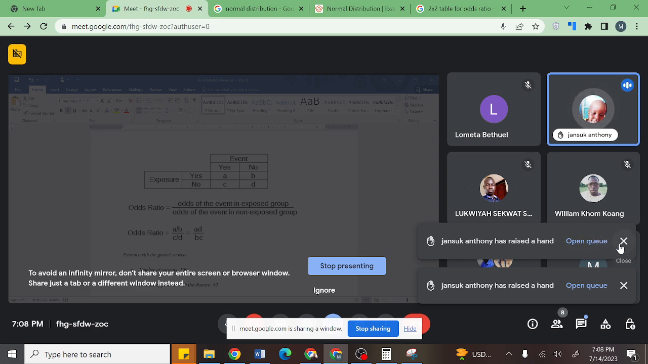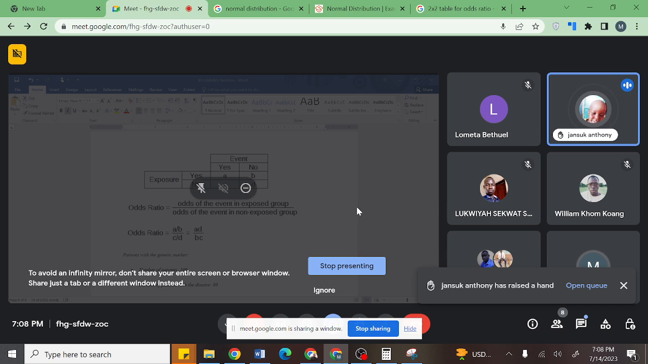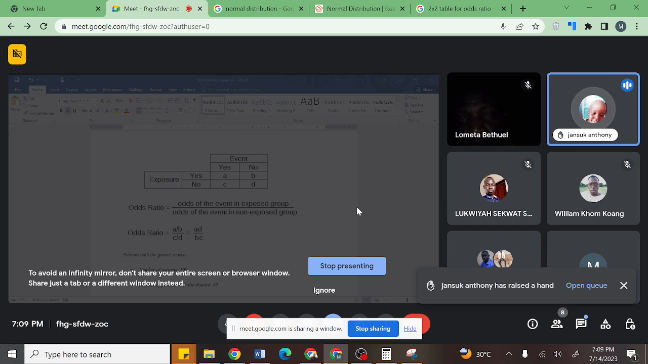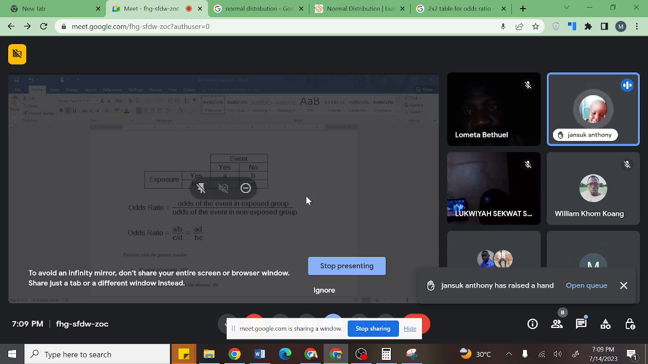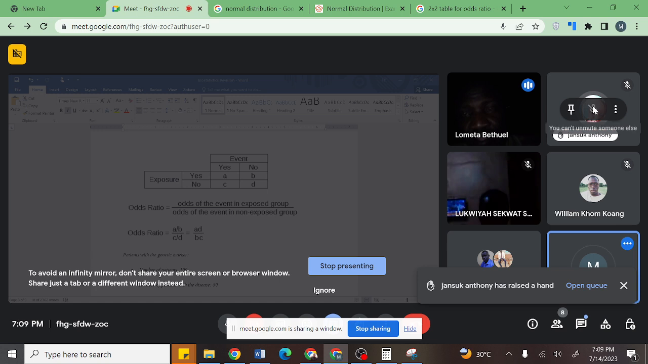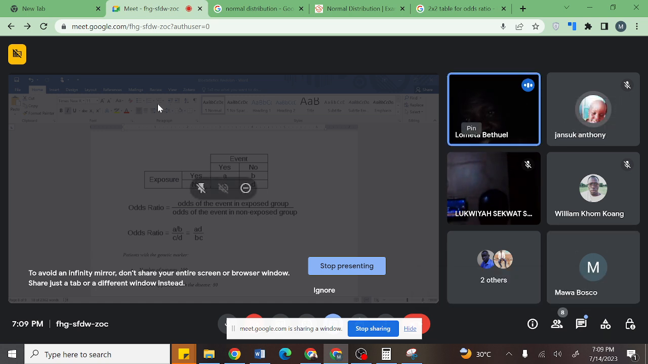To add on something from my colleague about this abbreviation of the odds ratio: A divided by B over C divided by D is the same as AD divided by BC. It's just the same thing, but the second one, AD divided by BC, is a simplified way, simplified mathematics. Yes, very good. That is what I can add. Yes, exactly. Thank you very much. Thank you, gentlemen. Thank you so much.